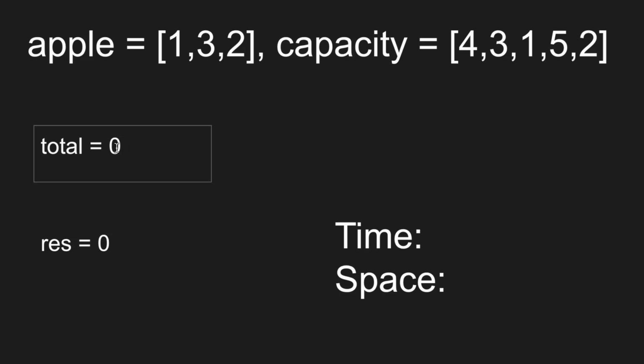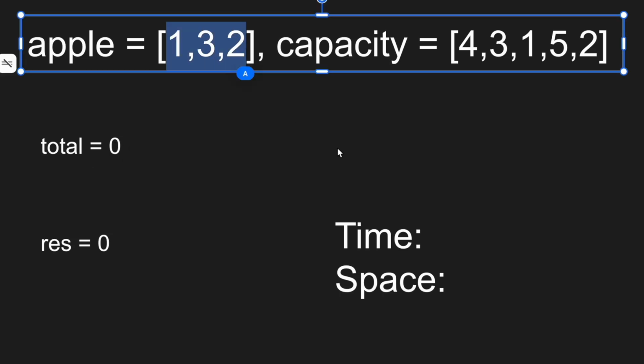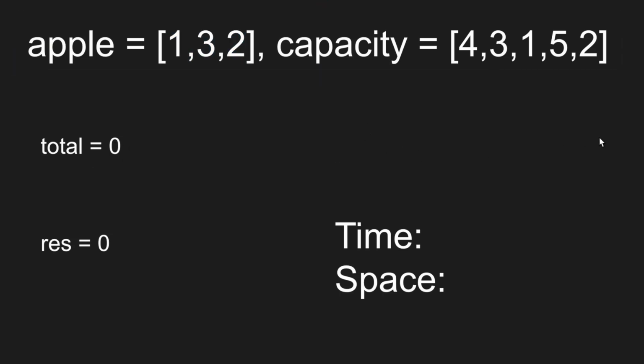then we can set total to the sum of the apple array, and then we can iterate through the capacity array, and as we iterate through, we will subtract whatever is at capacity from the total, and each time we iterate, we increment result by 1, and as soon as total is less than or equal to 0, then we can return the result. So let's go over this example real quick.